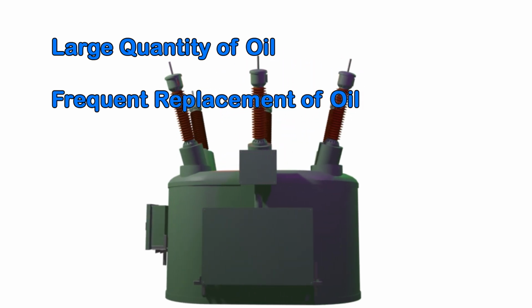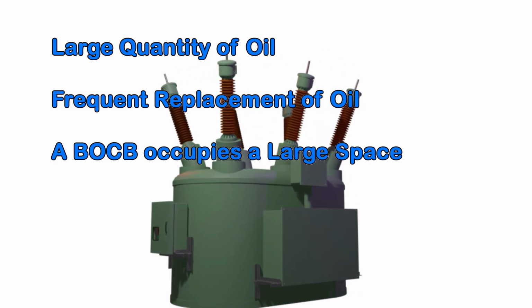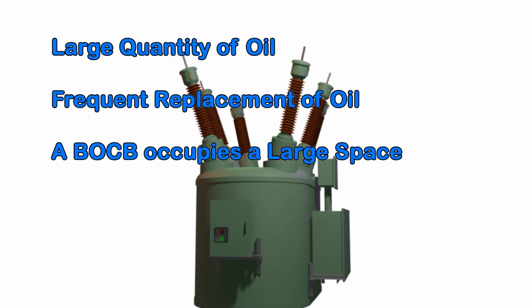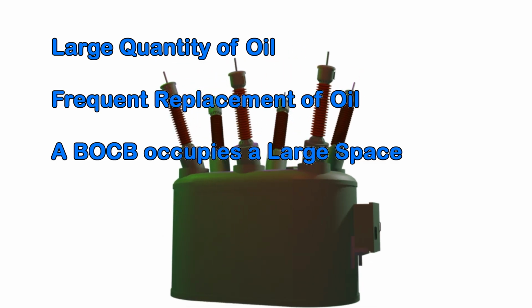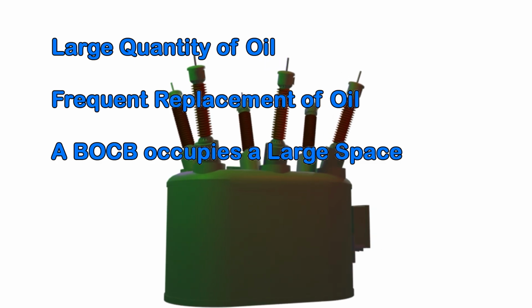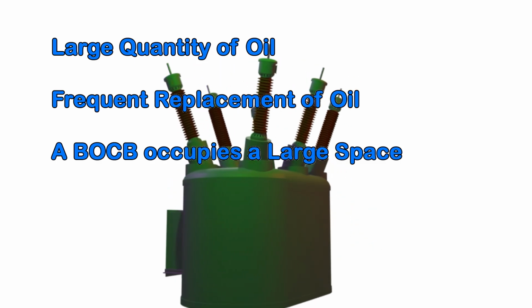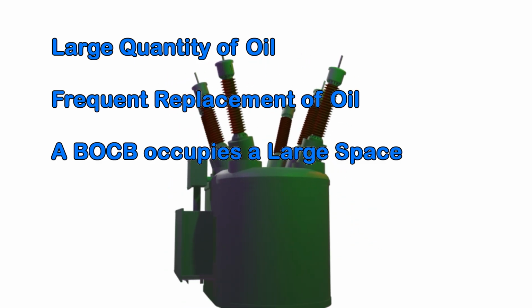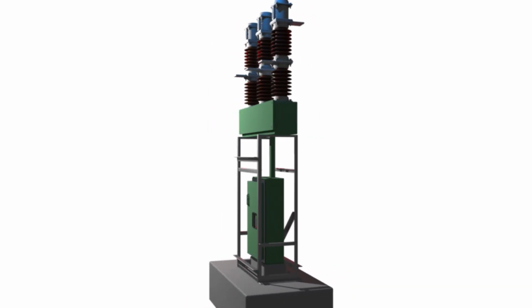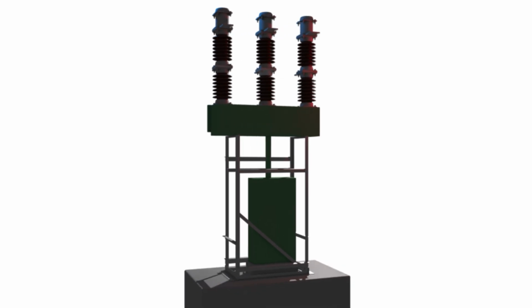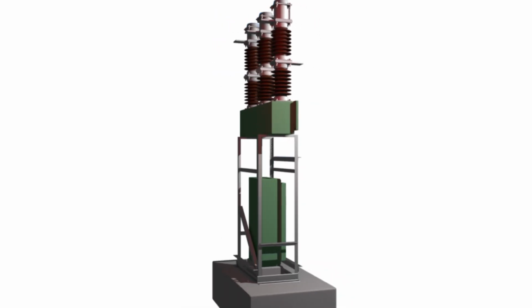Also, a bulk oil circuit breaker occupies a large space. The erection of a bulk oil circuit breaker is also challenging because of its huge size and weight, and it also occupies a large space. To minimize these difficulties, engineers developed the minimum oil circuit breaker, where arc quenching happens only inside the oil-filled enclosure and the arc interruption mechanism.